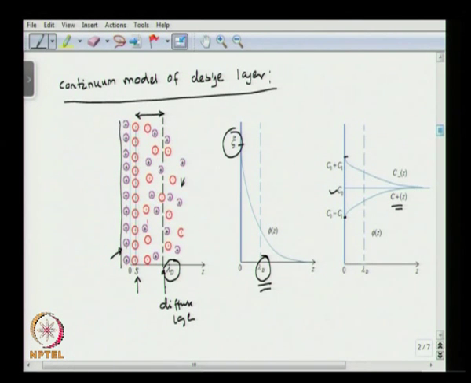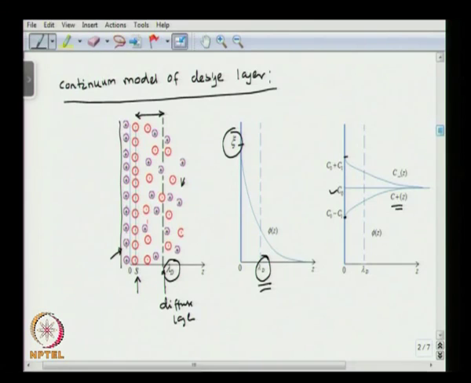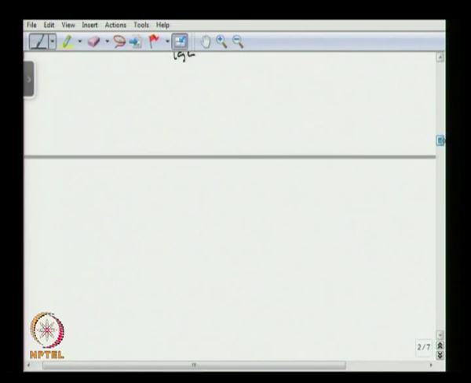Okay. So if you want to talk about the continuum model for the Debye layer, we can assume the charges follow the gas law, as an ideal gas. If you do that, we have to consider thermodynamic considerations, and in that case we will have to consider what is called the chemical potential of the liquid.